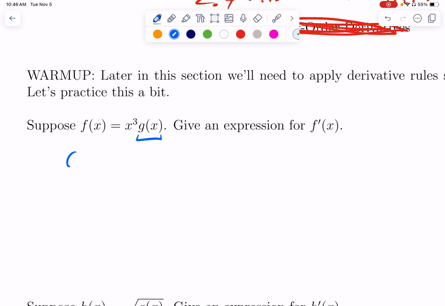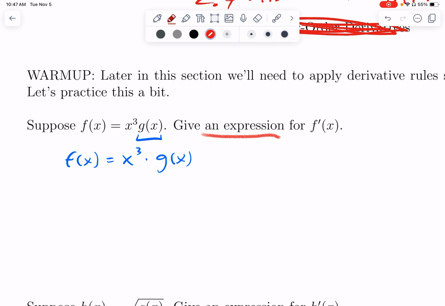Let's rewrite this with the multiplication dot to make it more obvious. So I don't really know what either one of these functions is, but I know how they're related to each other. If I take g of x and I multiply it by x cubed, I get this new function f of x. So let's give an expression for f prime of x. And I'm saying give an expression because we don't really know what the exact formula is. We have to do this somewhat abstractly.